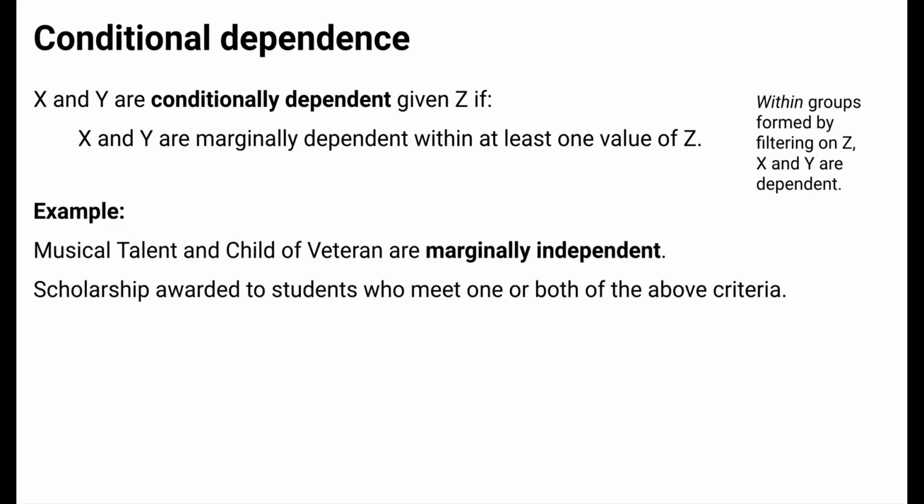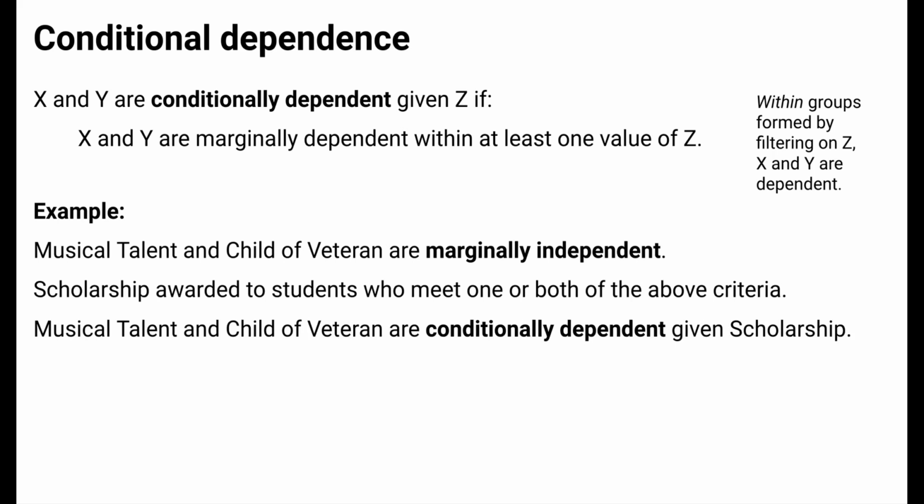Let's look at an example. The variables musical talent and being the child of a veteran are marginally independent. Knowing the value of one does not help us better predict the value of the other. But let's say that there's a scholarship that a student can get if they meet at least one of those two conditions: if they have musical talent, or are the child of a veteran, or both. It turns out that if we condition on the scholarship variable, musical talent and being the child of a veteran become conditionally dependent given the scholarship variable.